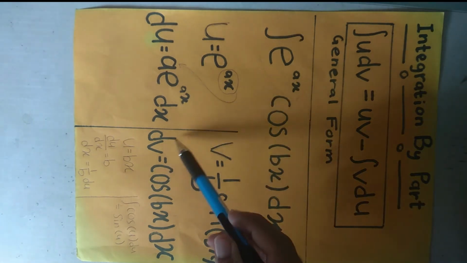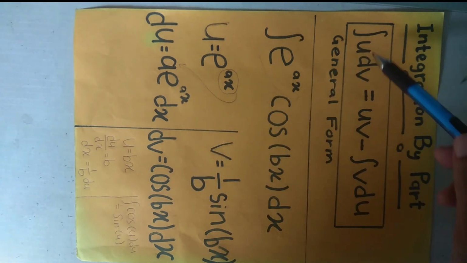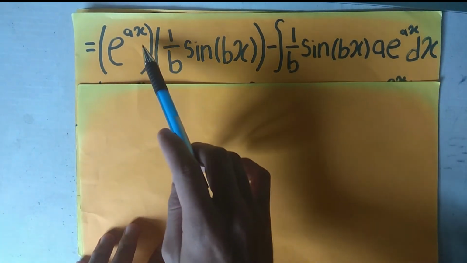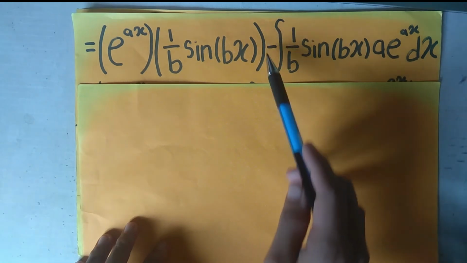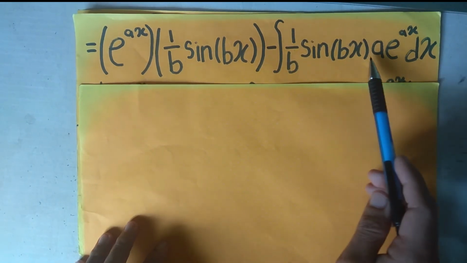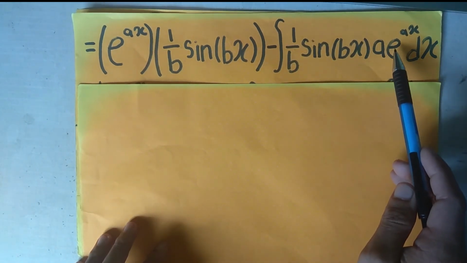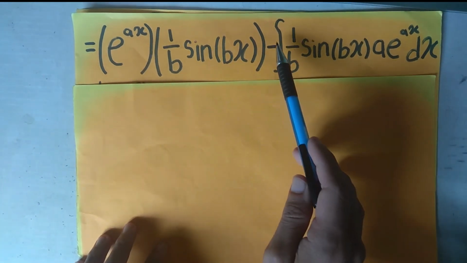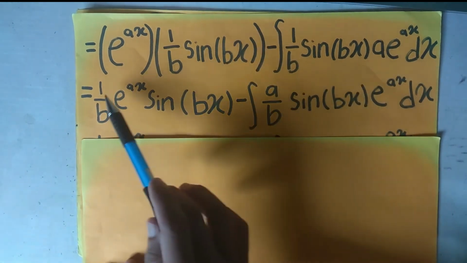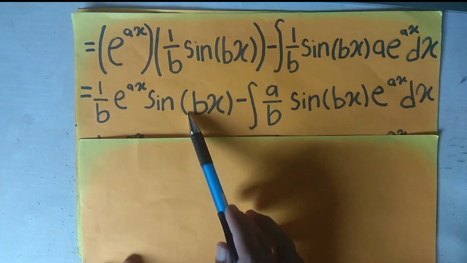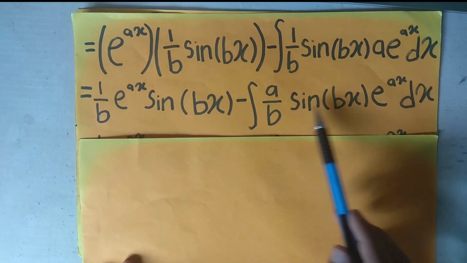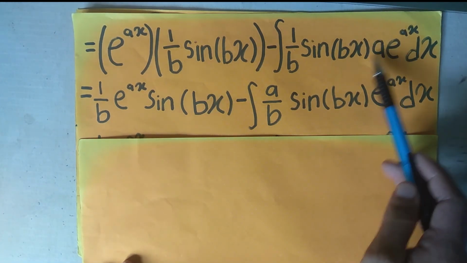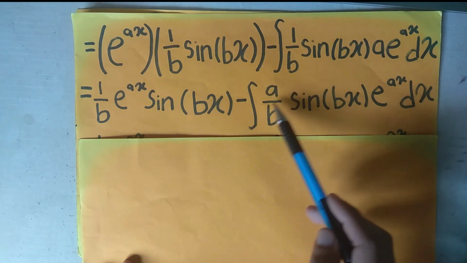After we get all the answers for this equation, we take them into the general form and we get this: exponential power of ax times 1 over b sin bx minus integral of 1 over b sin bx times a times exponential power of ax dx. For this, we have to simplify it, and we get 1 over b exponential power of ax sin bx minus a over b sin bx exponential power of ax dx. We take a in front of the equation, and we get a over b here.